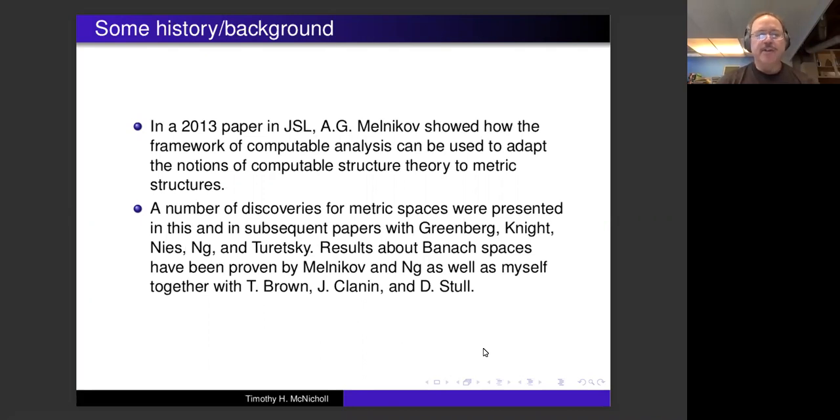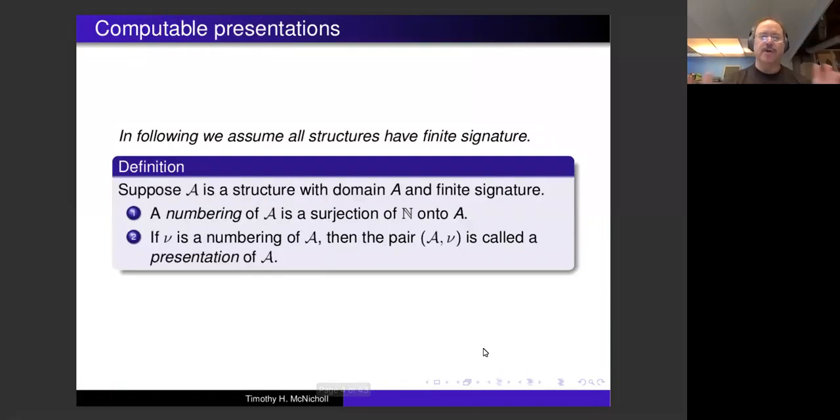To explain how we do this, let's first take a step back and go over one way to set up computability on countable structures. We're going to assume all of our structures have finite signature. Suppose we have some structure alpha, which could be a group, a graph, or a field, and A denotes its domain. Then a numbering of alpha is a surjection of the natural numbers onto A. Surjection is the only requirement. It doesn't have to be bijective, so there could be lots and lots of repetitions.